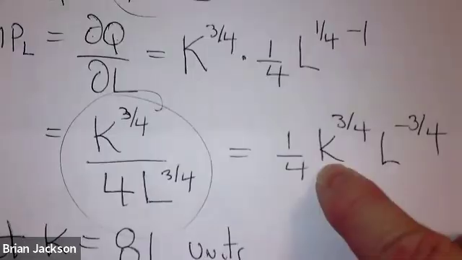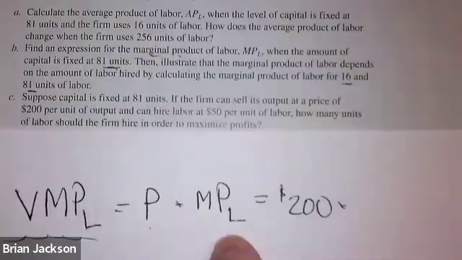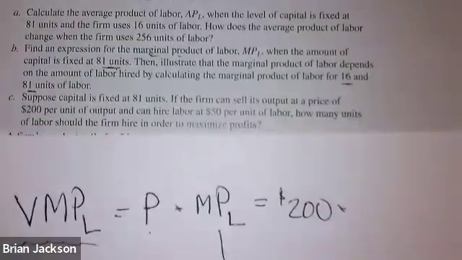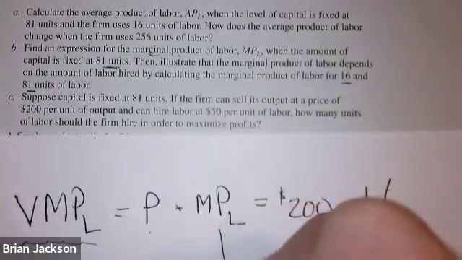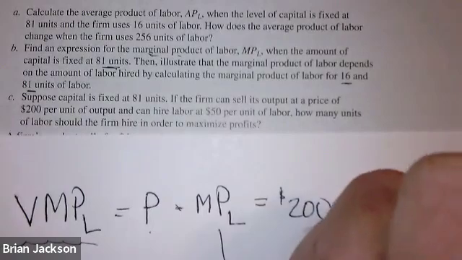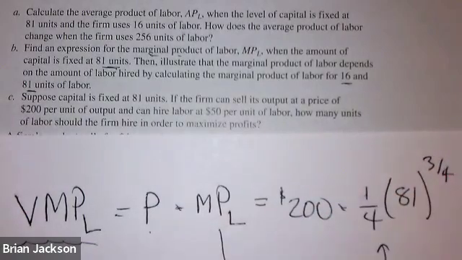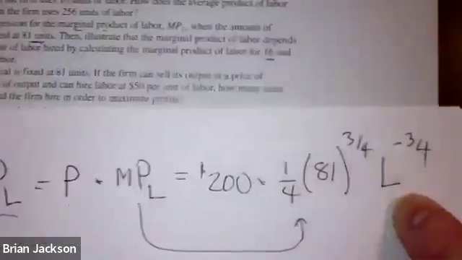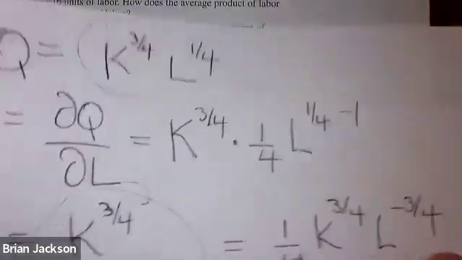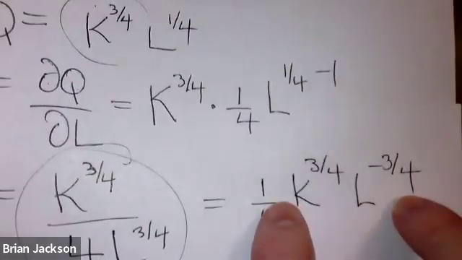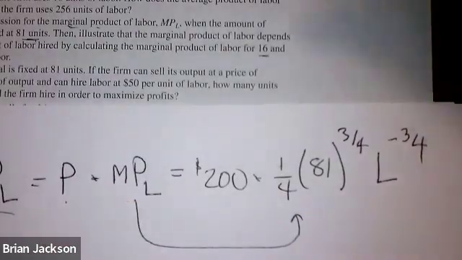It's this formula right here, and they say use 81 for K again. So I'm going to insert this right here for marginal product of labor. So the marginal product of labor here again is 1/4 K, which is 81 to the 3/4, times L to the -3/4. Okay, so we're wanting to find out how much labor to hire, when capital's fixed at 81. So I'm using this formula that we derived a while ago for marginal product of labor. I'm putting that here.